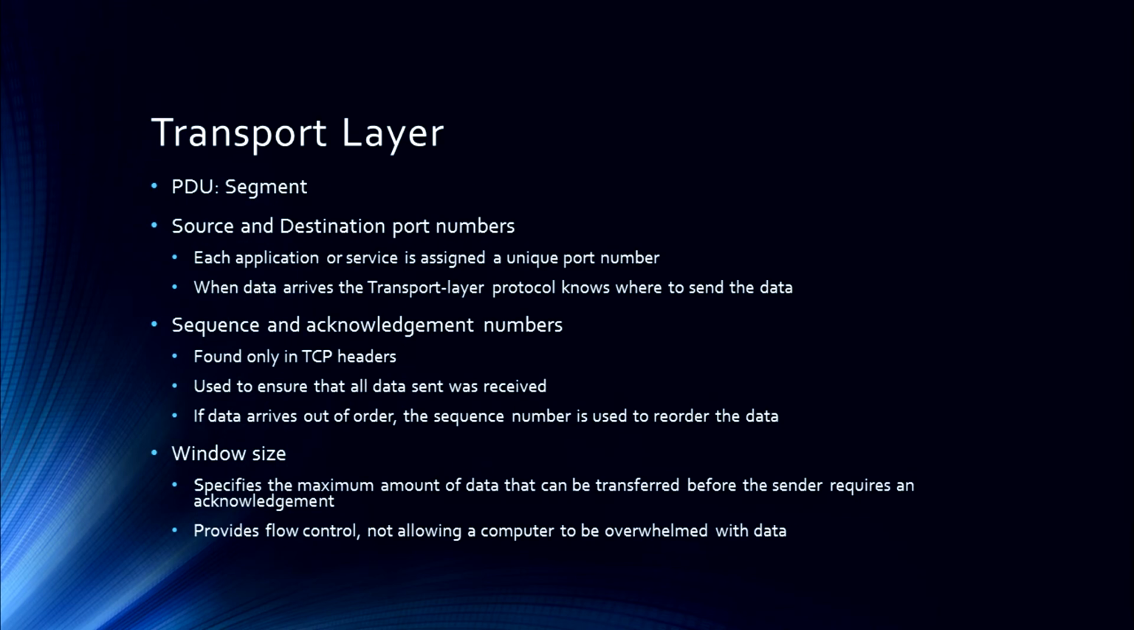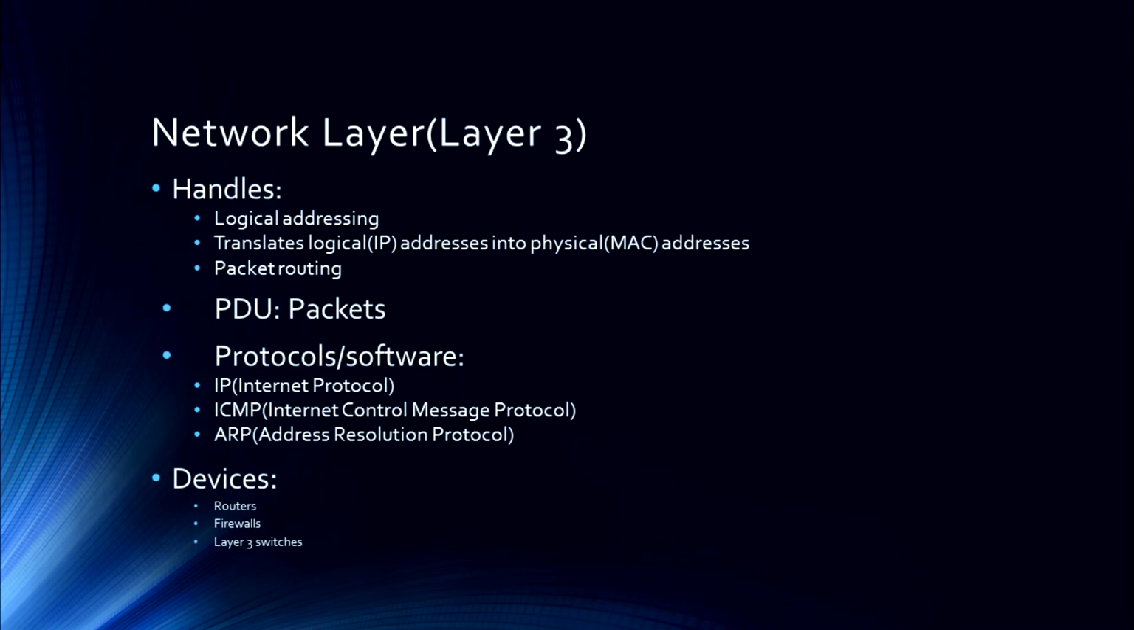The source and destination port numbers. Each application or service is assigned a unique port number. When data arrives, the transport layer protocol knows where to send the data. Sequence and acknowledgement numbers, only in TCP headers, are used to ensure that all data is sent and received. If data arrives out of order, the sequence number is used to reorder the data. Window size specifies the maximum amount of data that can be transferred before the sender requires acknowledgement. This provides flow control, not allowing a computer to be overwhelmed with data.